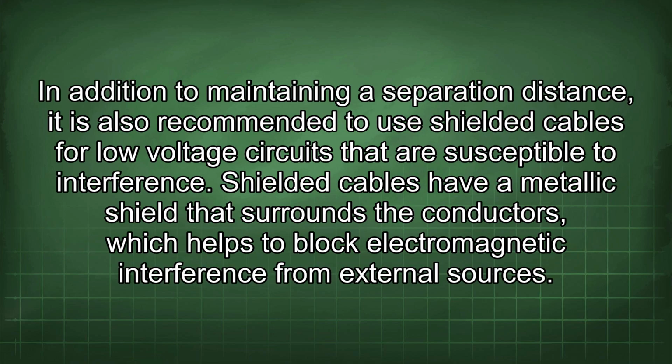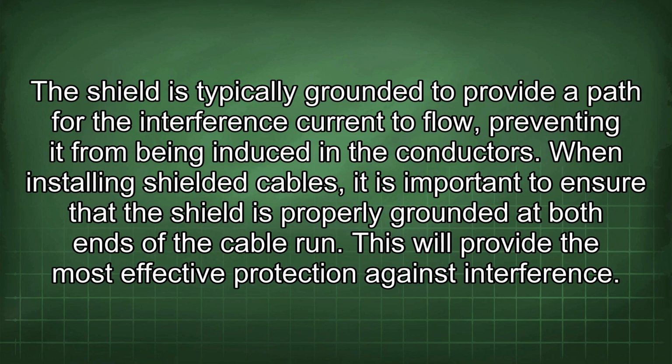In addition to maintaining a separation distance, it is also recommended to use shielded cables for low voltage circuits that are susceptible to interference. Shielded cables have a metallic shield that surrounds the conductors, which helps to block electromagnetic interference from external sources. The shield is typically grounded to provide a path for the interference current to flow, preventing it from being induced in the conductors. When installing shielded cables, it is important to ensure that the shield is properly grounded at both ends of the cable run. This will provide the most effective protection against interference.